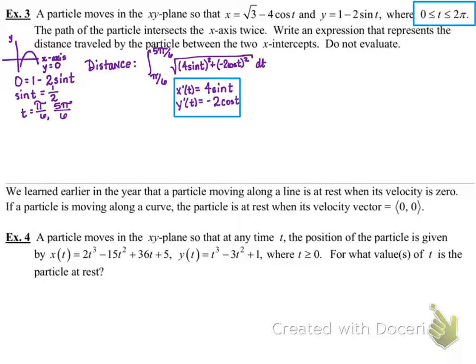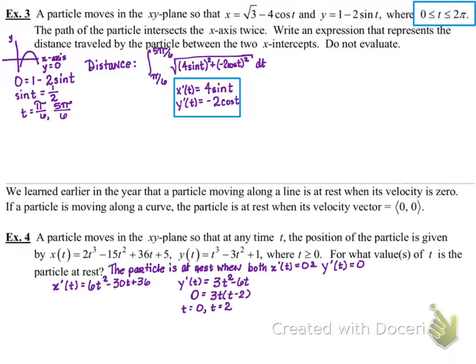We just set x prime of t equal to 0 and y prime of t equal to 0, and we solve, and find out what time that occurs when both of them are 0, and that should be fairly straightforward. So what you see here is that your first derivative of y can only be 0 when t equals 0 or t equals 2.